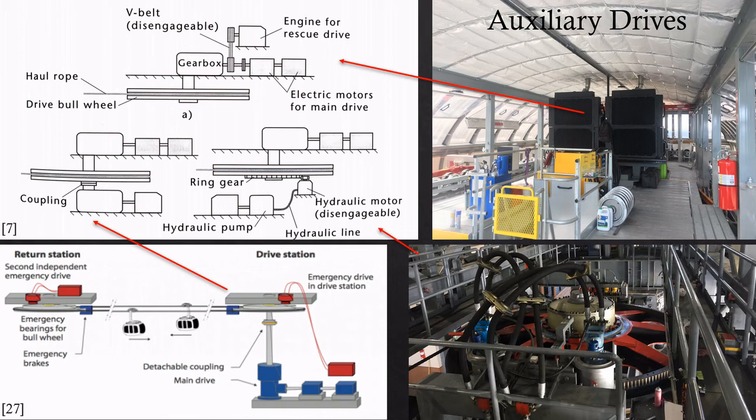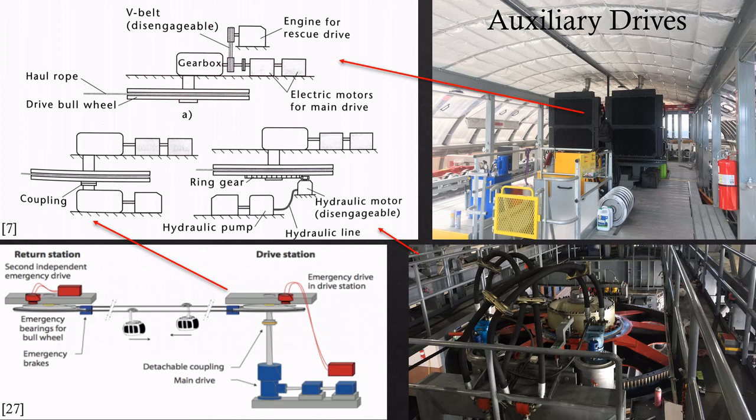case of gearbox failure. The image on the bottom right shows a different setup where the auxiliary drive uses a diesel motor to power a disengageable hydraulic motor that is connected to a ring gear on the bull wheel of the ropeway. This is known as a ring and pinion setup and does not rely on a gearbox, so the ropeway can still be moved in case of failure with the gearbox.